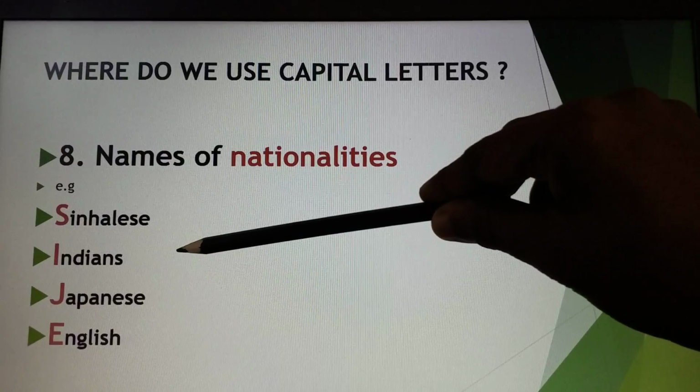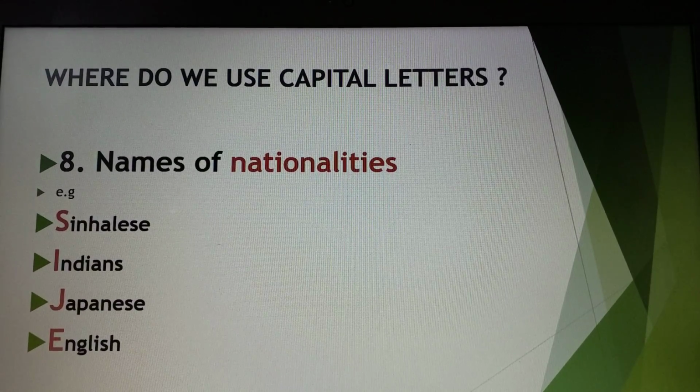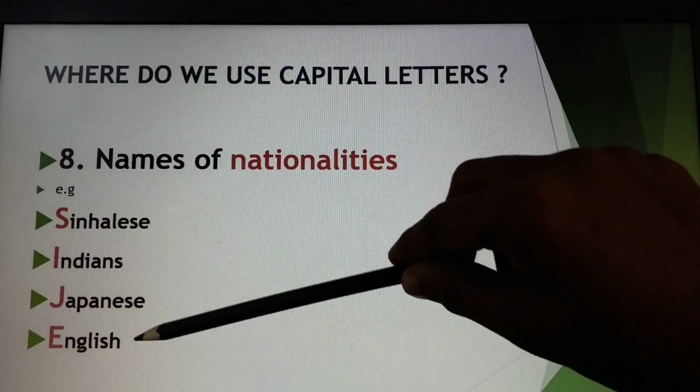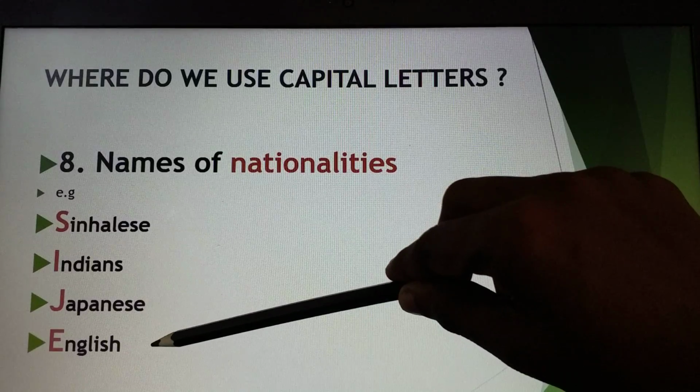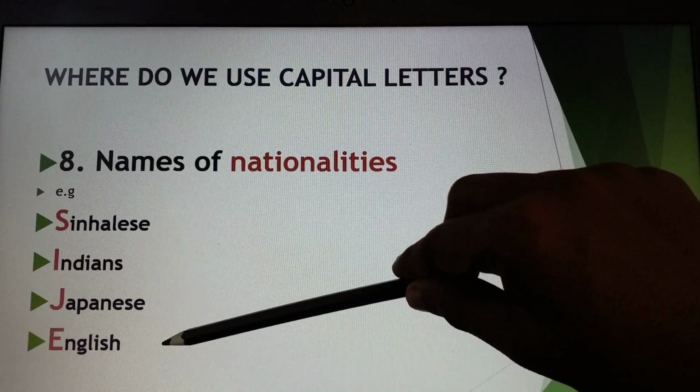Mahatma Gandhi is an Indian. And Prince Charles, who is he? He is an English.